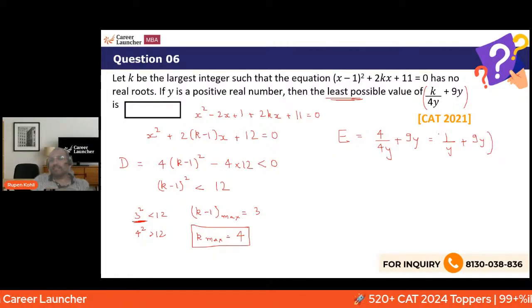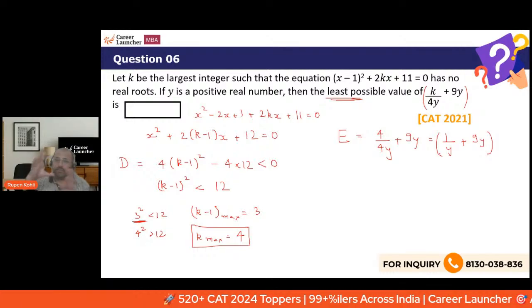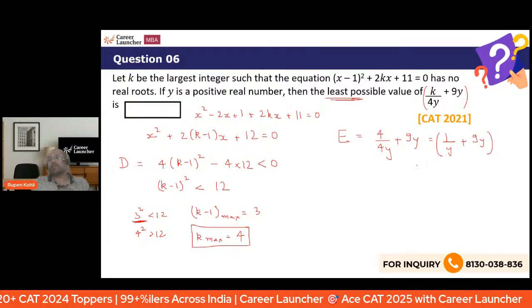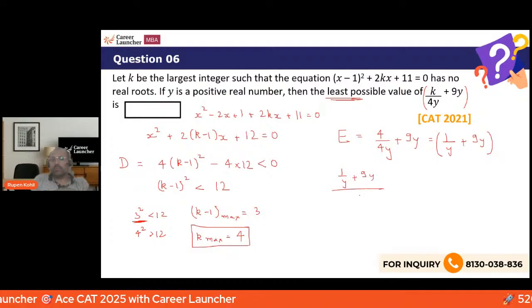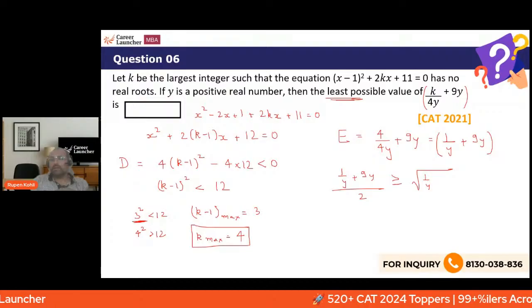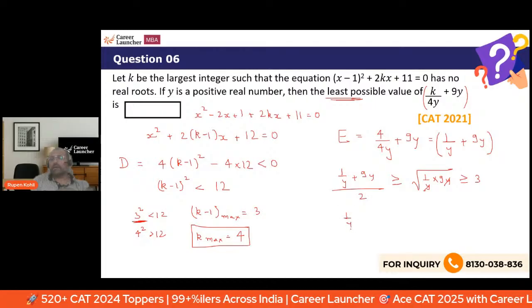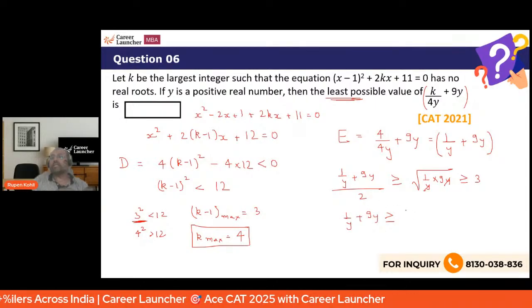Again, this expression is in the form something plus 1 over something. So we can apply our AM-GM inequality. So 1 over y plus 9y, over 2, is greater than or equal to the square root of the product, 1 over y into 9y. y cancels. This is the square root of 9, which is 3. So 1 over y plus 9y is therefore at the least 2 into 3, which is 6.